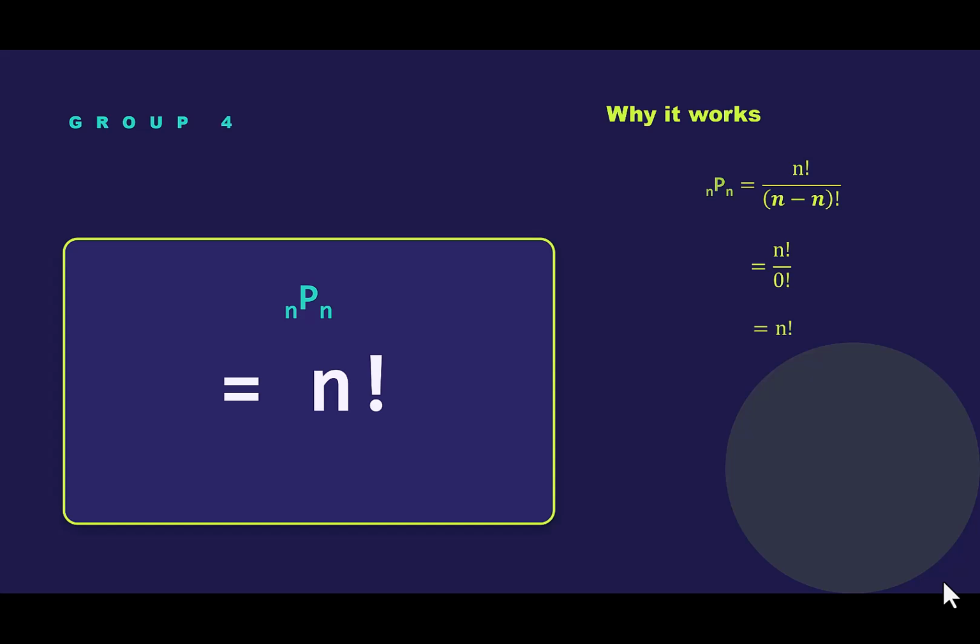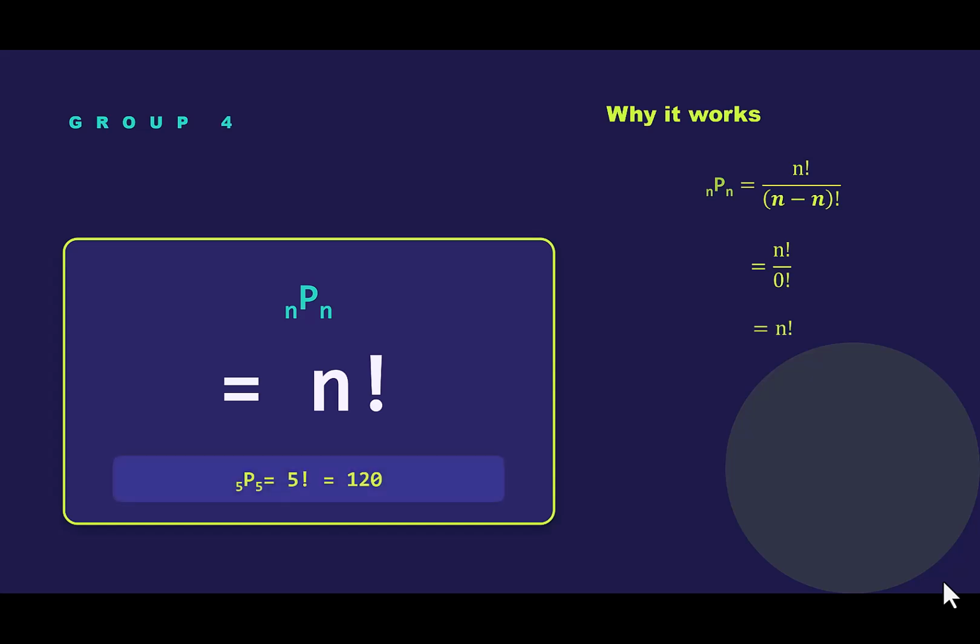Our last group might make you want to grab your calculator, because now we're looking at a permutation of n choose n, which is equal to n factorial. Here's why. The permutation of n choose n is n factorial over n minus n factorial. We can simplify that. That's n factorial over 0 factorial. It's important to note, 0 factorial is equal to 1, so n factorial over 1 is just n factorial.